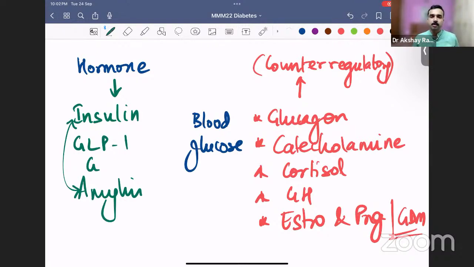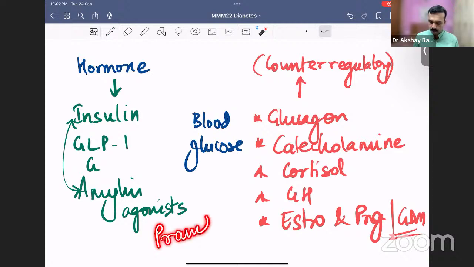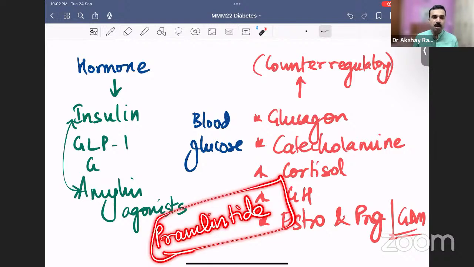You can give amylin agonists for treatment. So I was talking about type 1 diabetes, drugs which can be used. Teplizumab to prevent stage 2 to stage 3 progression. Insulin, of course, has to be used in any type 1 diabetes. Along with these, amylin agonists like pramlintide can also be given. The advantage of pramlintide over insulin is it actually reduces weight.